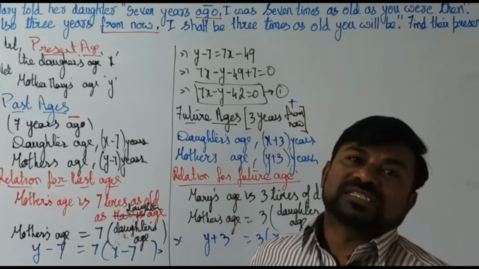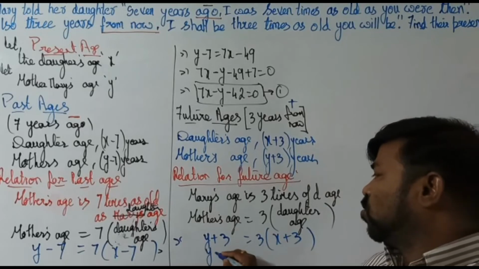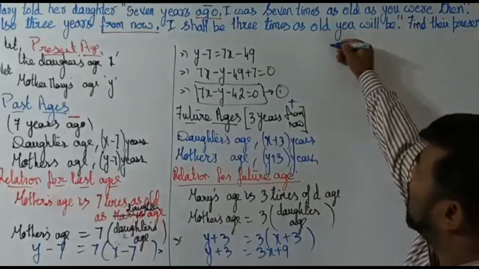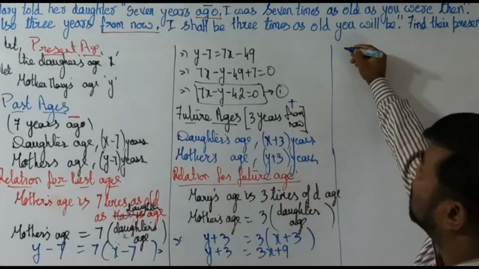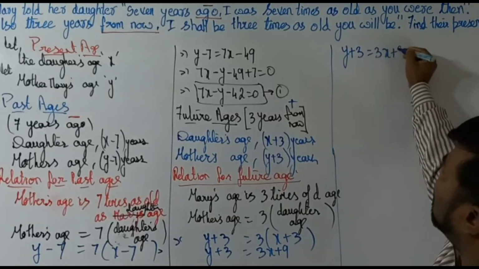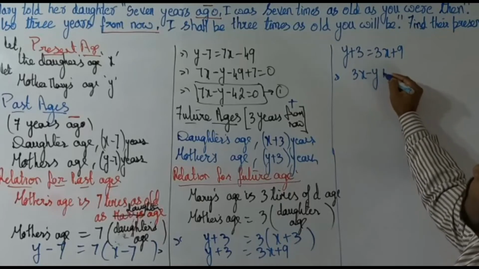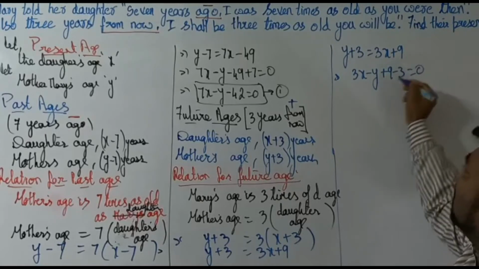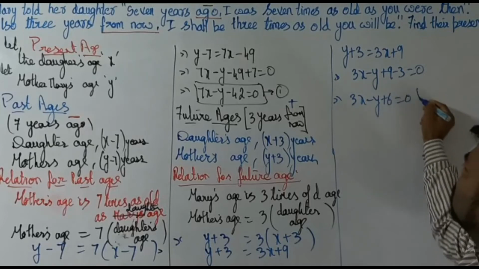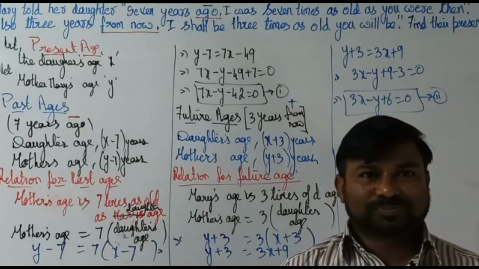Okay, now let's frame this one. Let's frame the equation and simplify. y plus 3 equals 3x plus 9. Now, frame it out properly: 3x minus y plus 9 minus 3 equals 0. Now, 3x minus y plus 6 is equal to 0. We got equation 1 and equation 2.